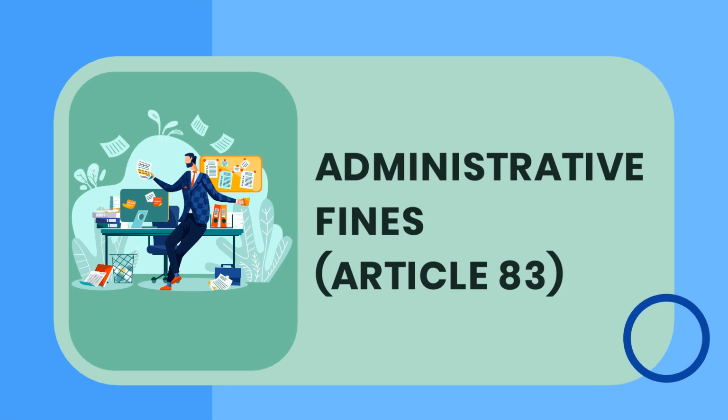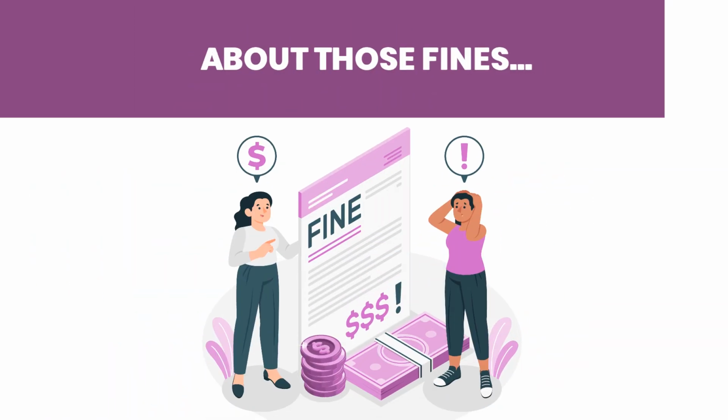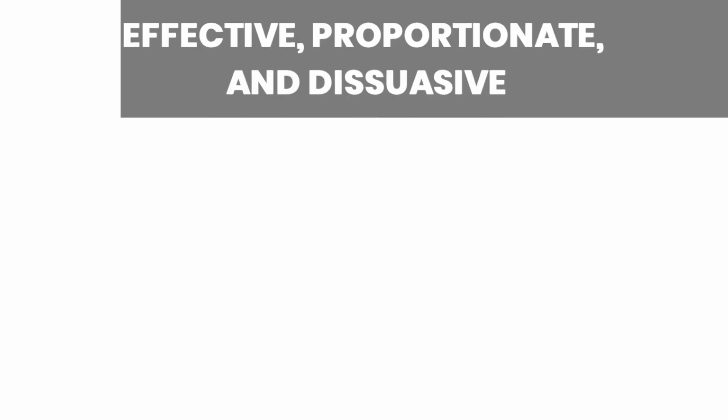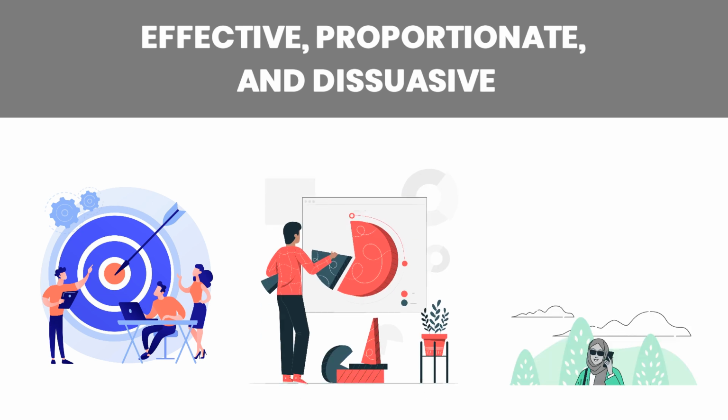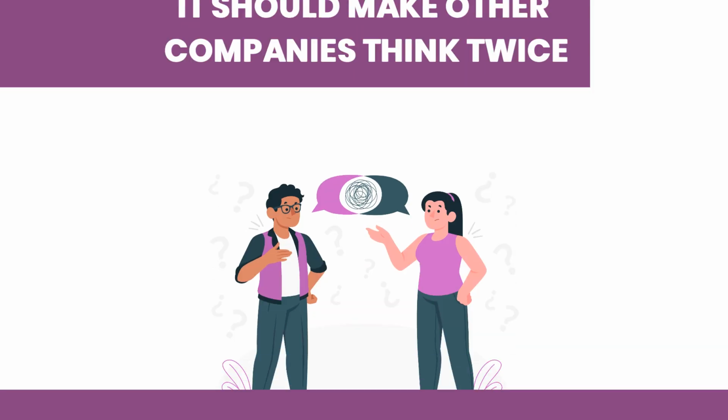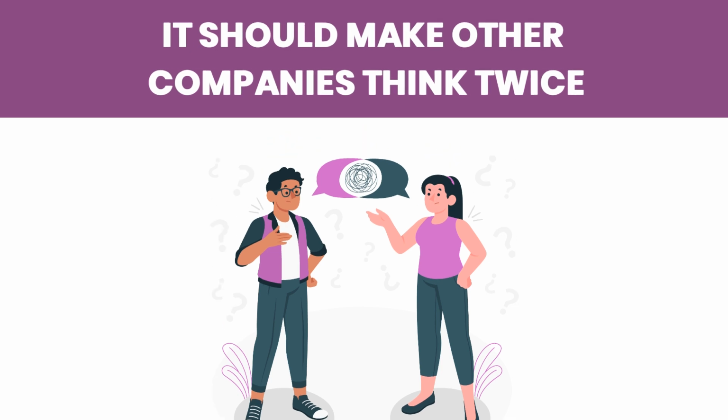Administrative fines. Article 83 now, about those fines. Article 83 of the GDPR sets the ground rules. Any fine must be effective, proportionate, and dissuasive. That means it should work, it should be fair, and it should make other companies think twice.